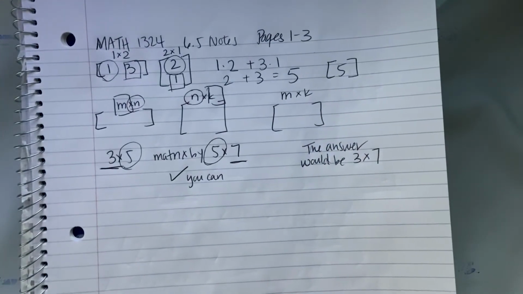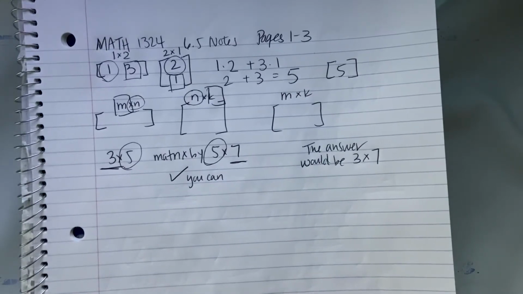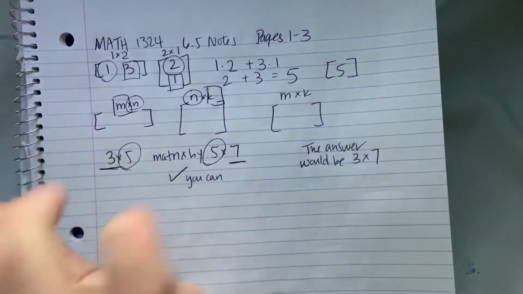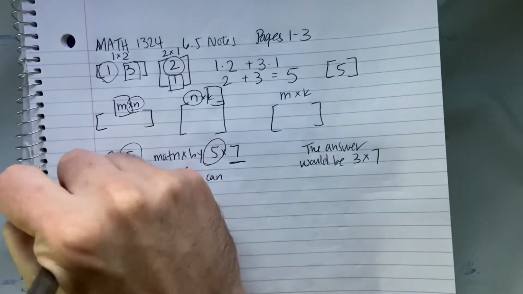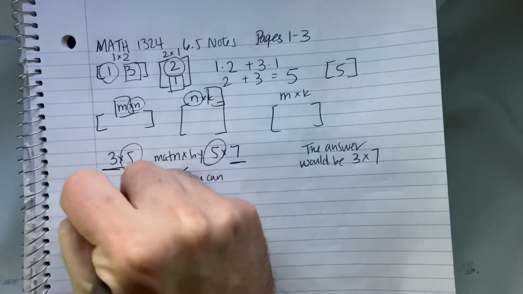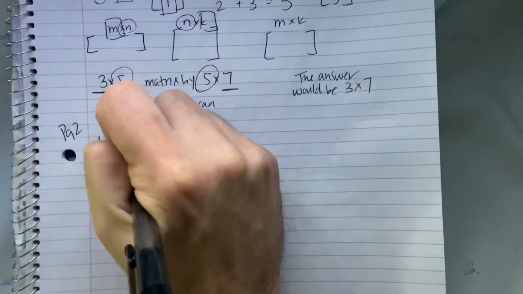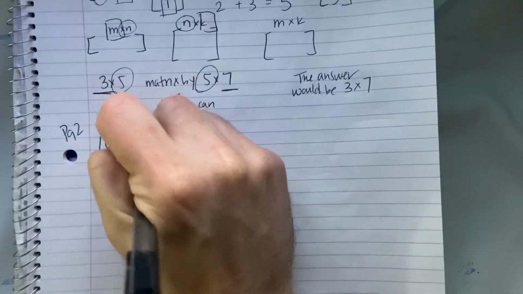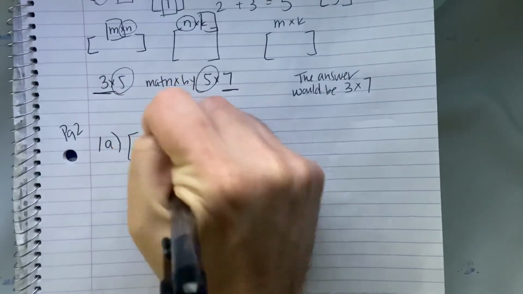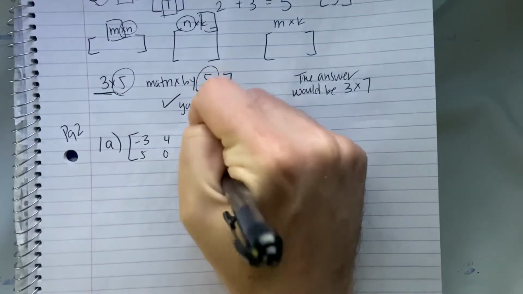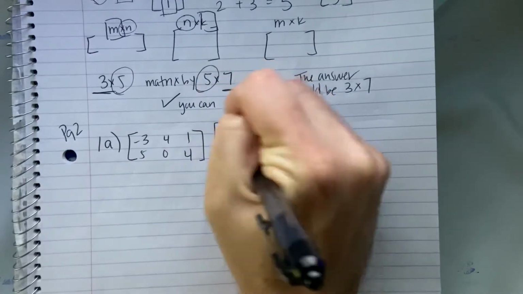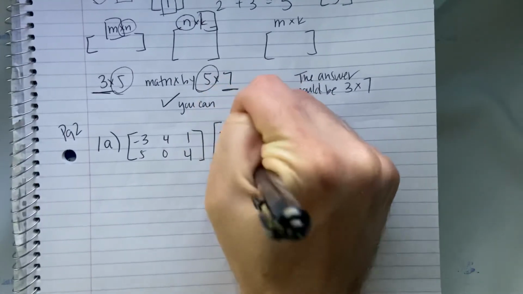So that's how multiplying matrices works, but let's see what it looks like in action on page 2. On page 2, we'll do number 1A and B. Now 1A is negative 3, 4, 1, 5, 0, 4 by negative 6, 4, 2, 3, 3, negative 2.